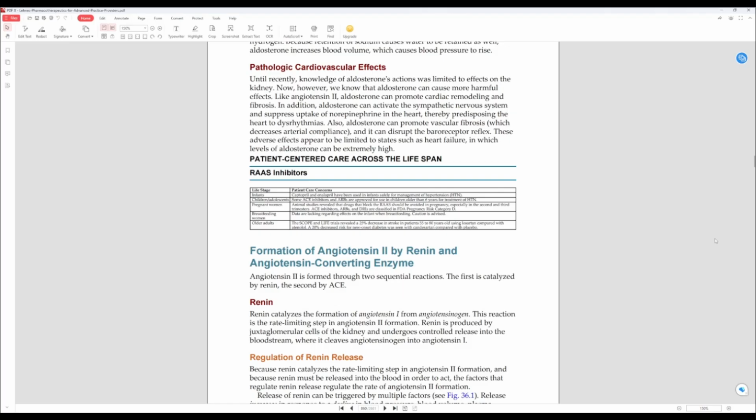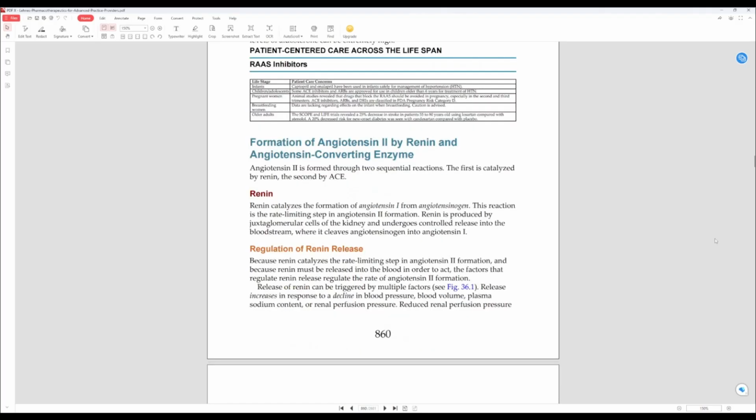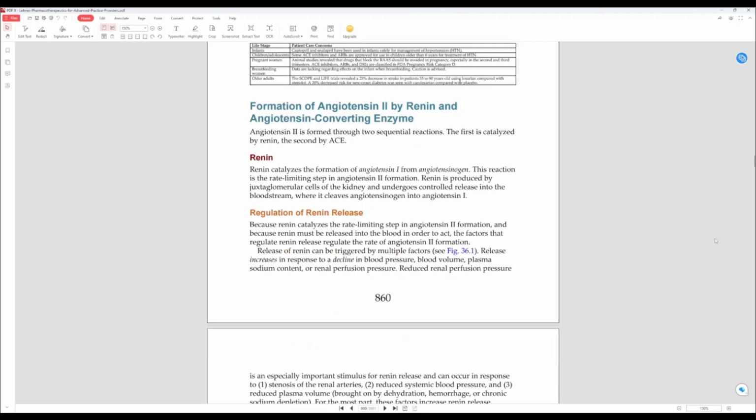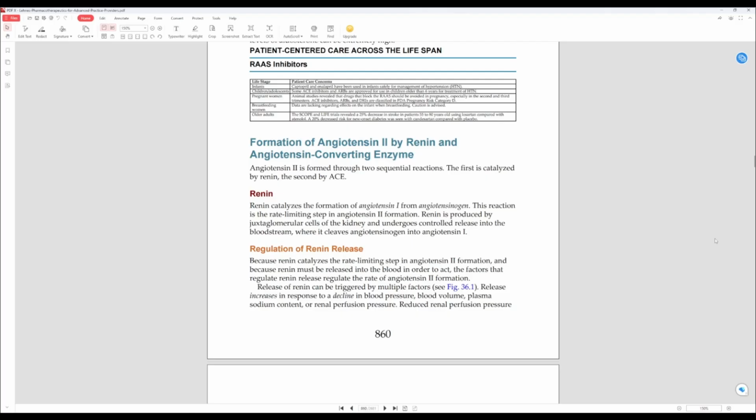So here is a good spot to hit pause so you can see the patient-centered care across the lifespan on RAS inhibitors. And I'll leave that up for just a moment.